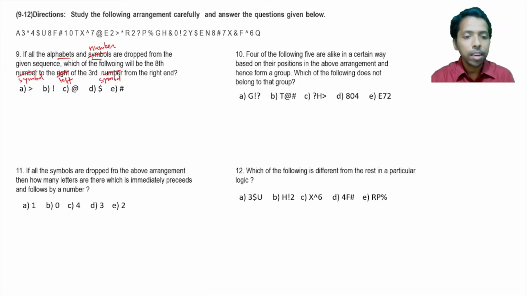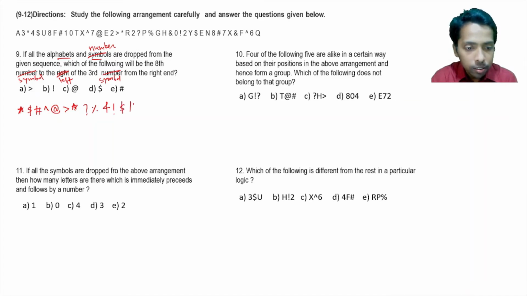If all the alphabets and numbers are dropped from the given sequence, which will be the 8 symbol to the left of the third symbol from the right hand? Third symbol from the right hand, I am just writing here. This is star, this is dollar, this is hash, this is to the power, this is at the rate, this is greater than, this is star, this is question mark, this is percentile, this is ampersand, this is exclamation, this is dollar again, this is hash, right? This is ampersand and this is again to the power.